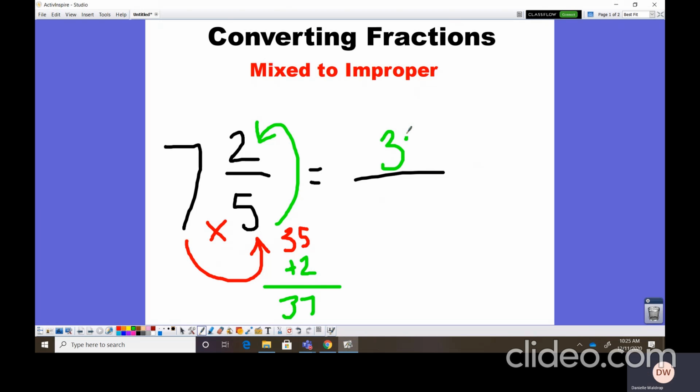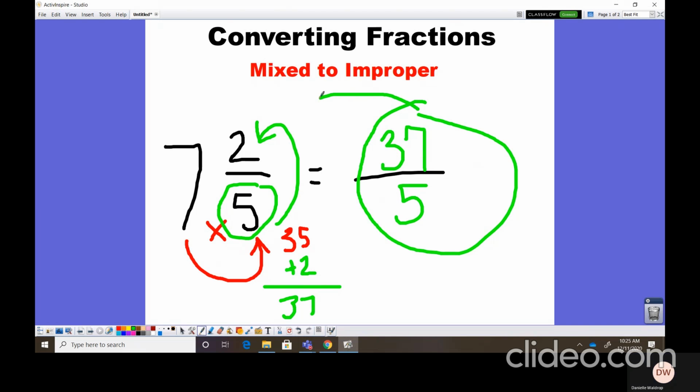So 37 should have become your numerator. And remember, the denominator stays the same, so the 5 does not change. So the improper fraction should have been 37/5. Okay? All right, let's switch gears just a little bit. Let's talk about how we get from the improper back to a mixed number, okay?